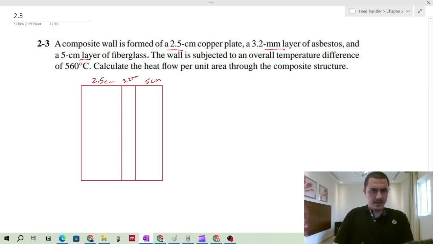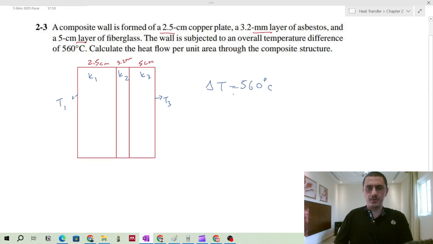Okay, and the wall is subjected to an overall temperature difference. Let's put K1, K2, K3. The overall temperature difference, so you have T1 here and T3 here, so delta T is 560 degrees Celsius. What is the heat flow per unit area through the composite structure?